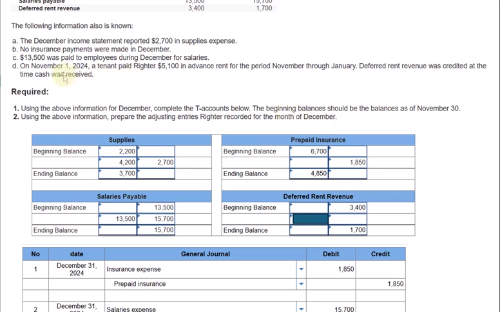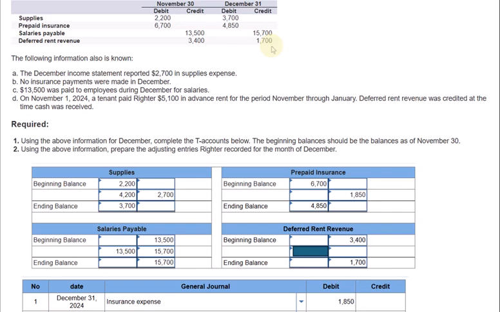Now, let's look at D. On November 1st, the tenant paid Ryder $5,100 in advance rent for the period November through January. Deferred rent revenue was credited at the time cash was received. So what they're telling us here is this. The tenant paid us $5,100 cash, so we debited, or increased, cash, and we credited an account called deferred rent revenue.